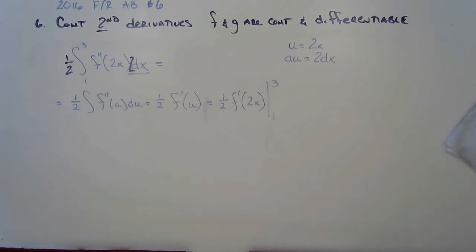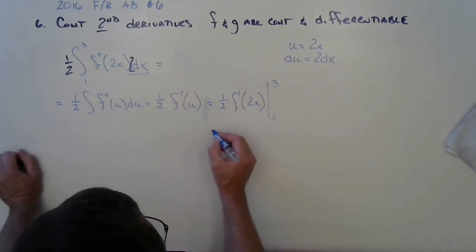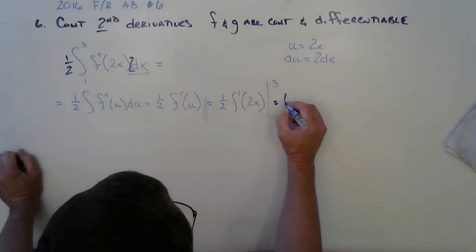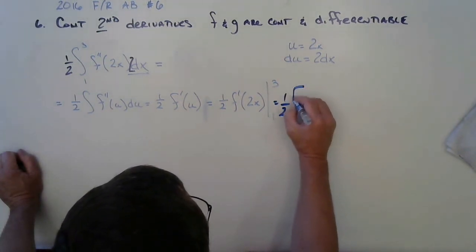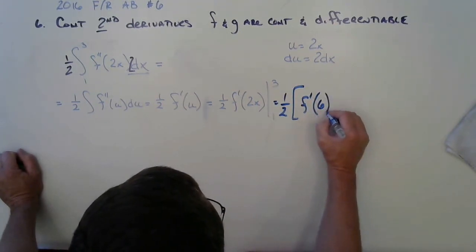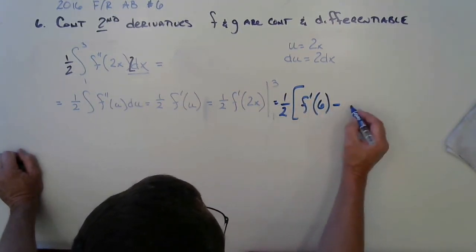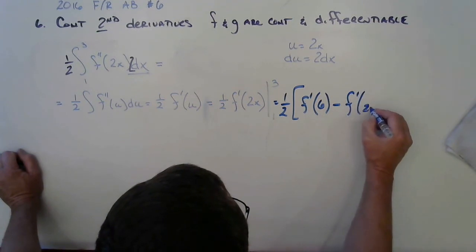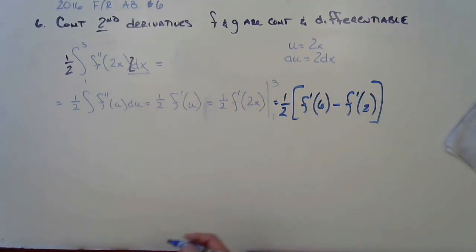So what does this equal when we get all done? Well, it looks to me like it's going to be 1/2 times f prime, 2 times 3 is 6, minus 1 times 2. And you know what? Both those are in our table. I'll have to go back up to the top of the page to the table. f prime of 6 is 5. f prime of 2 is negative 2.